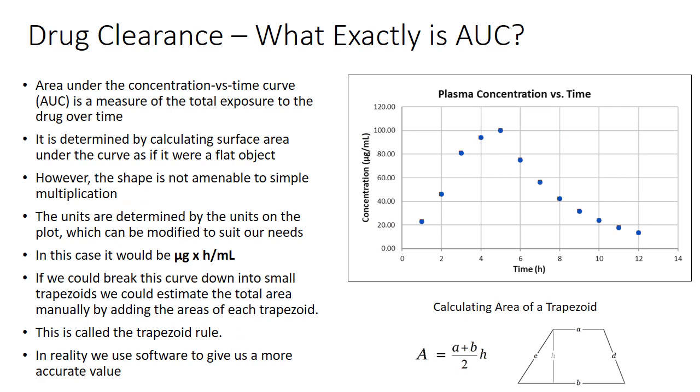So again, back on AUC, what exactly is it? The area under the concentration versus time curve is a measure of the total exposure to the drug over time. That's one of the most important things to remember: if you get the AUC and compare it from drug to drug, or dosage form to dosage form, which we talked about in the beginning, that will tell you the total exposure of the patient's plasma, at least, to that drug.